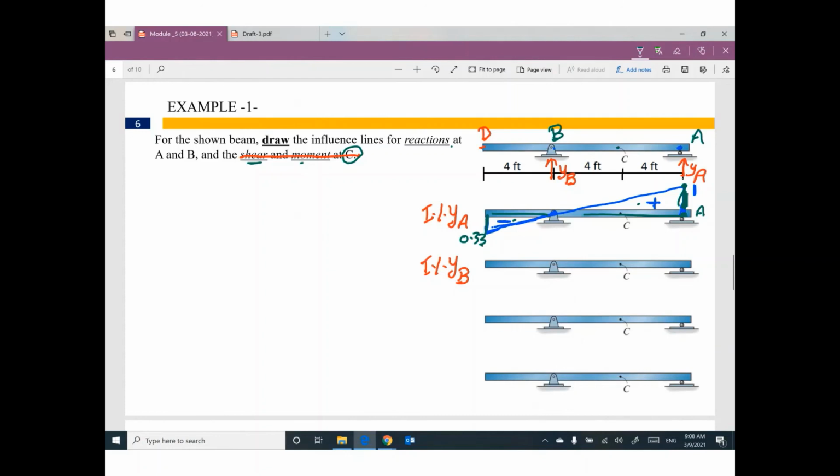One more time. If you would like to draw the influence line for YB, go ahead and push, move, keep the resulting deformed shape. Move B up by 1. Keep any other support as it is. The new position of this beam looks like this.